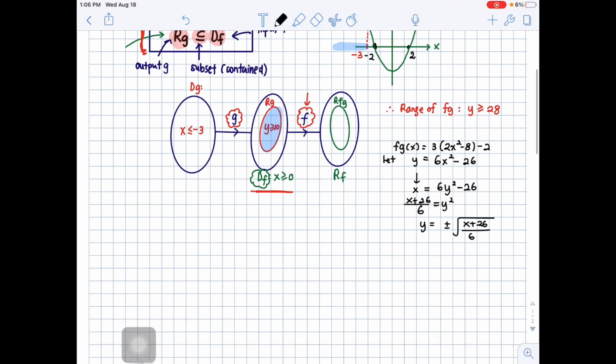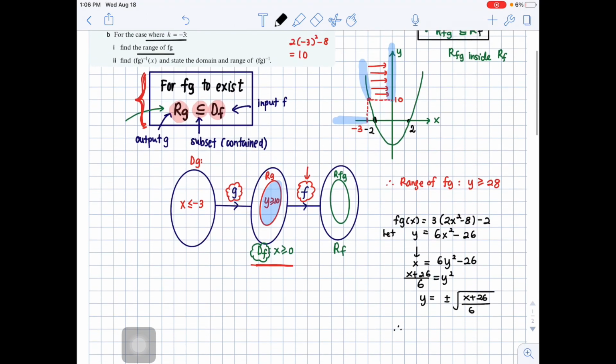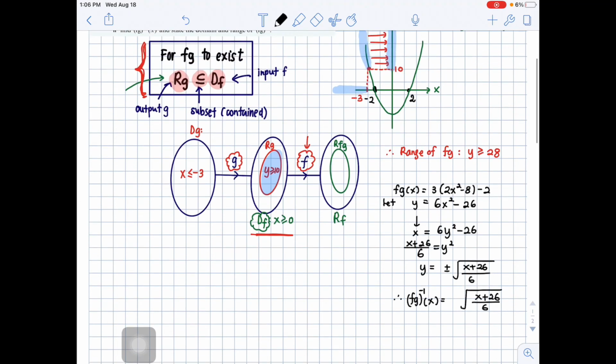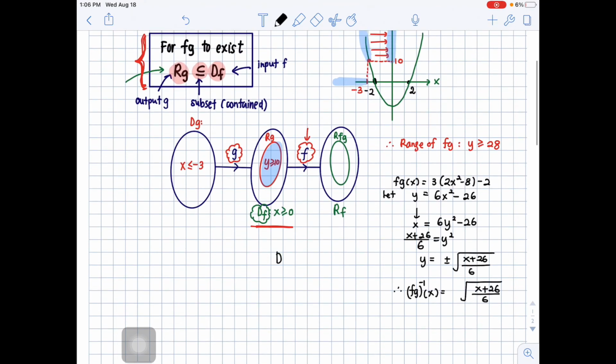Now you got to watch out. When you are writing here, which sign will you choose? Will you pick the positive or will you pick the negative? This is the part that you have to be careful. To find this, you need the domain of your Fg. Then only you can decide. From the first part, we already know.